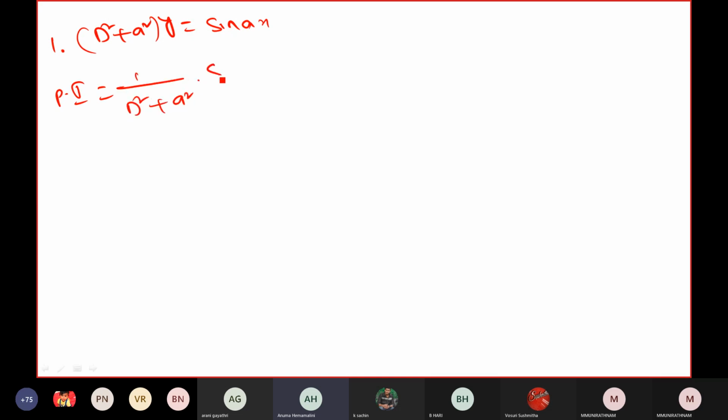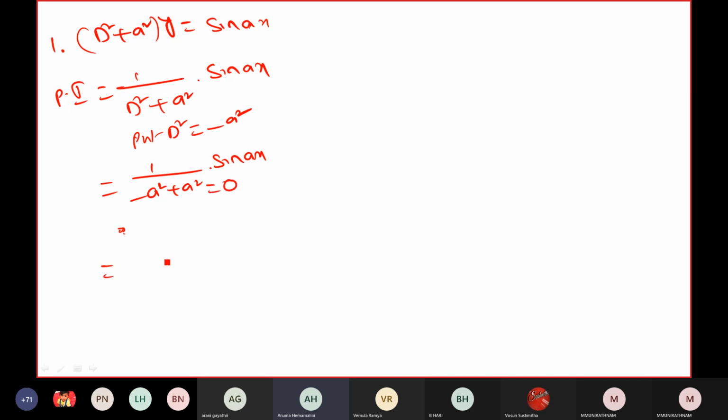Now the thing is, suppose D square plus a square into y equal to sin ax undi. Okay, now PI is 1 by D square plus a square into sin ax. ఇక్కడ ఏం చేయాలి? D square లో minus a square పెట్టాలి. అప్పుడు ఏమవుతుంది? Minus a square plus a square into sin ax, this will be 0, right? అప్పుడు ఏం చేయాలి?